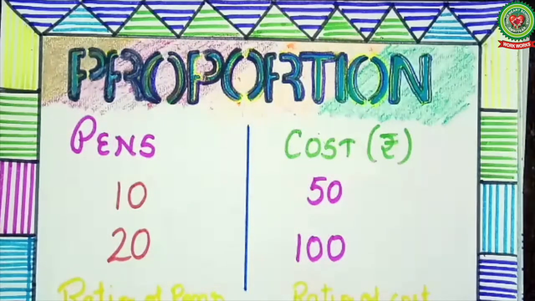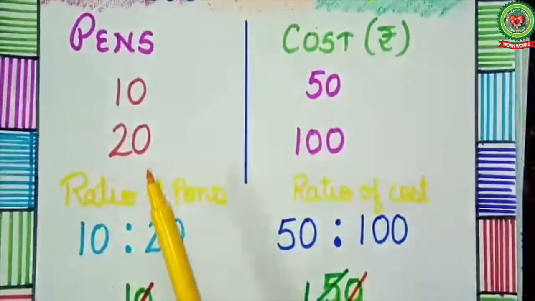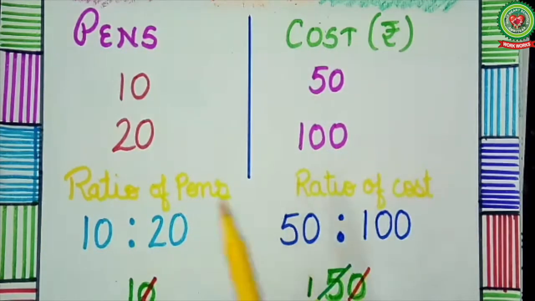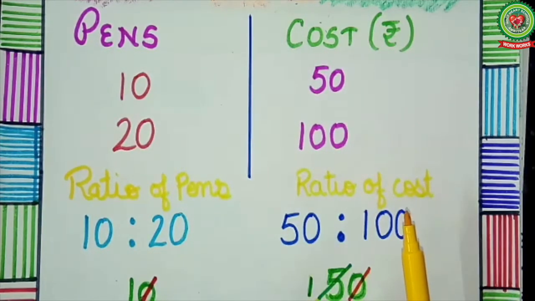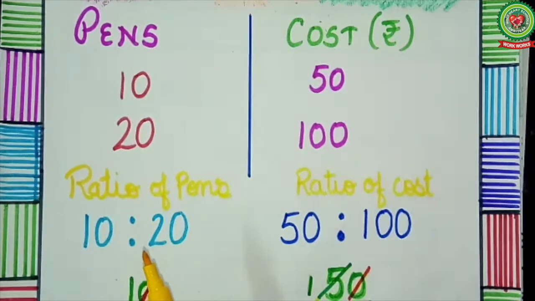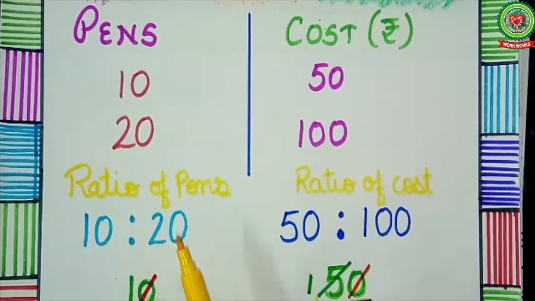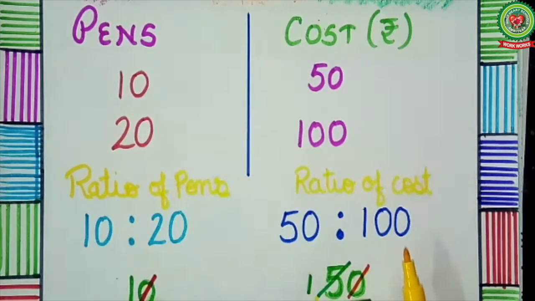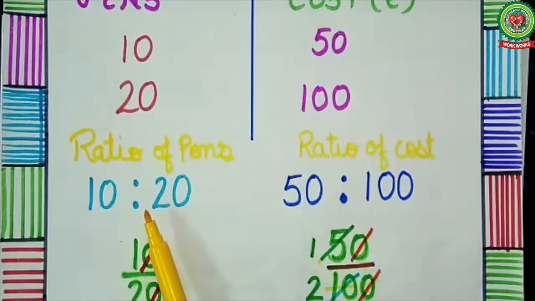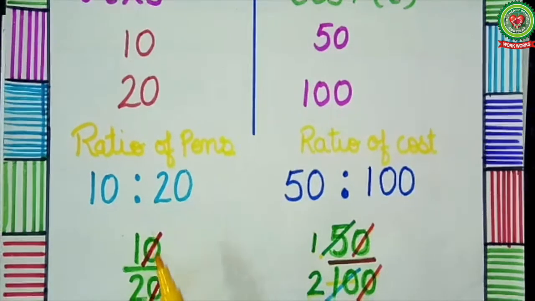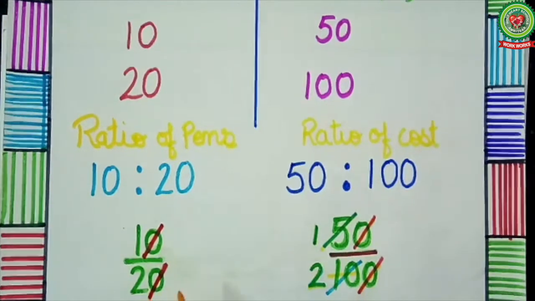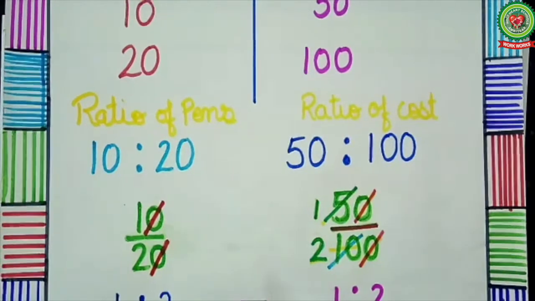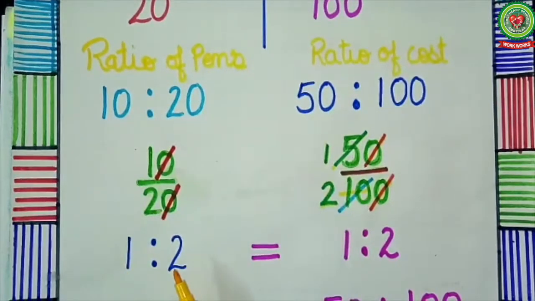Suppose 10 pens cost rupees 50 and 20 pens cost rupees 100. Now let's find the ratio of pens as well as the ratio of cost. Here the ratio of pens will be 10 ratio 20 and the ratio of cost will be 50 ratio 100. Let's simplify it. Change it into fraction form. It will be 10 upon 20. Now do the cutting, 0 cut by 0. At the end it will be 1 ratio 2.